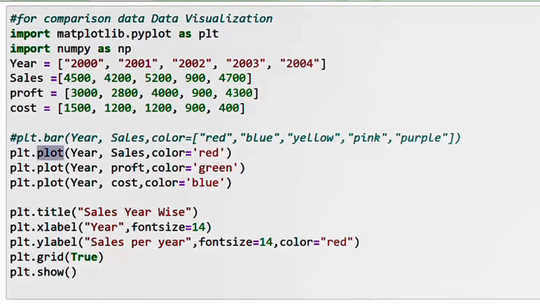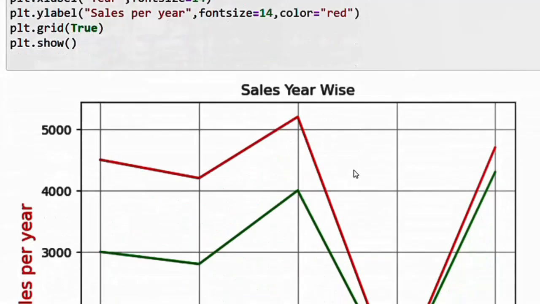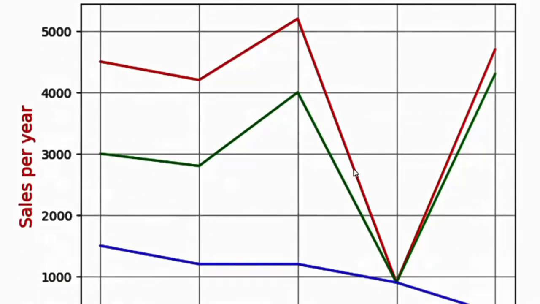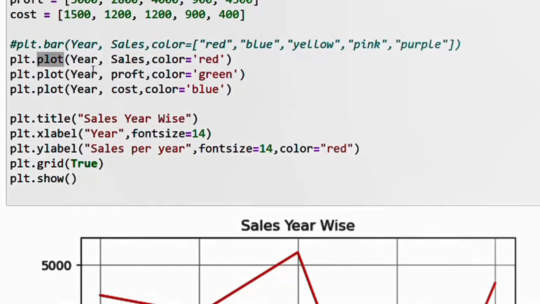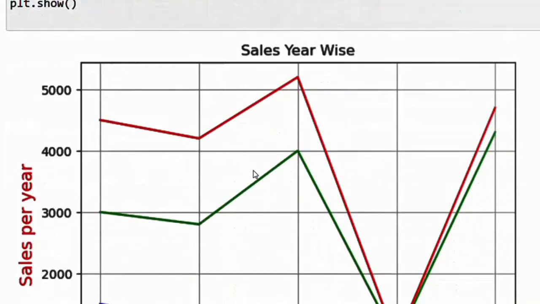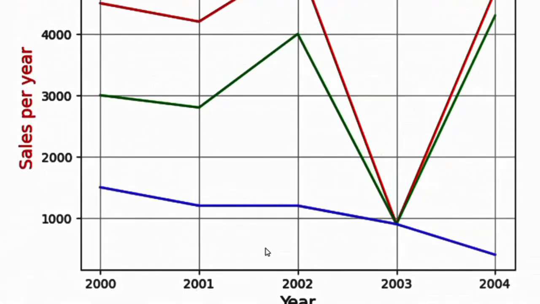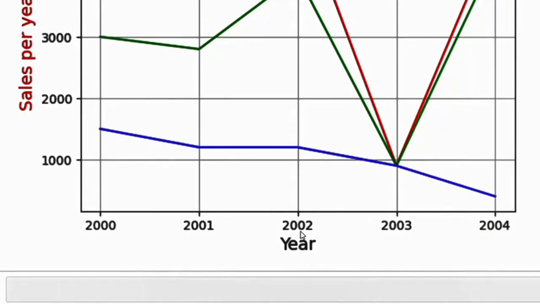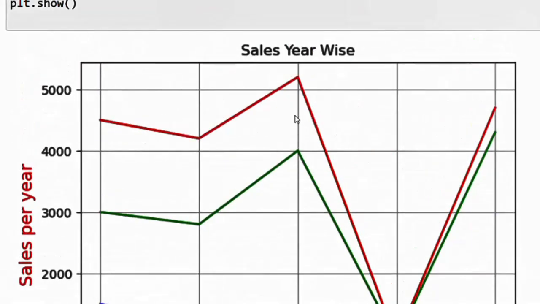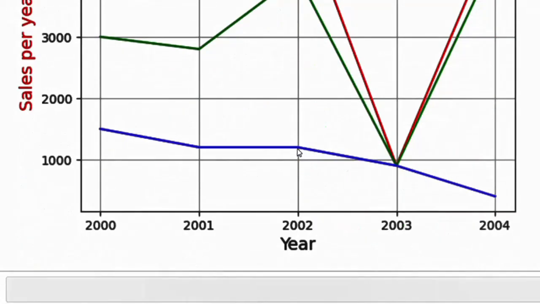Plot. So this is the line. The red one is for the sales, the green one for the profit, and the blue one for the cost. Now we can compare. You can see in 2002 that was the sales, that was the profit and that was the cost. So in the line chart you can compare multiple parameters.